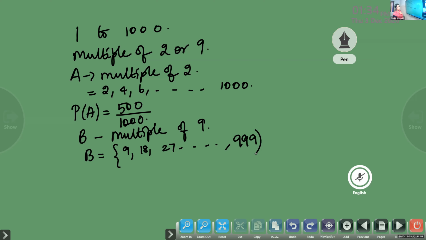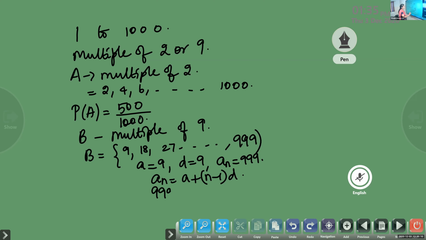So we don't know how many numbers are there, so you can use AP, arithmetic progression. Here the first term is 9, common difference is 9, and the nth term is 999. So take a_n is equal to a plus (n minus 1) into d. So 999 is equal to 9 plus (n minus 1) into 9. From here, find out the value of n.